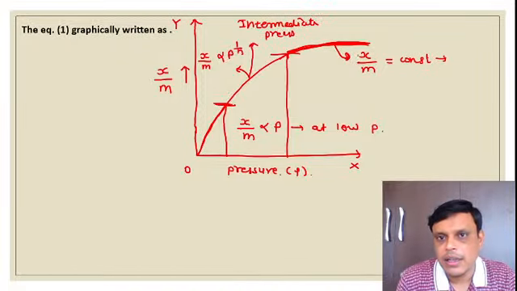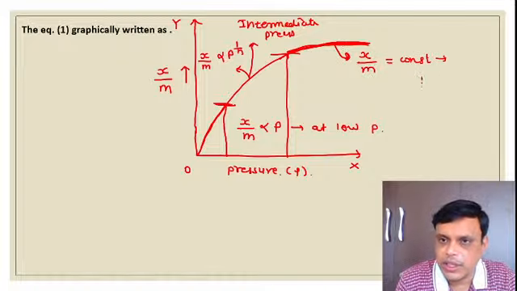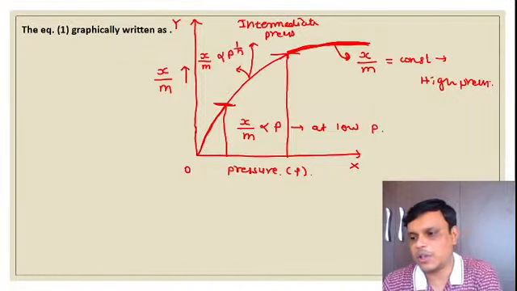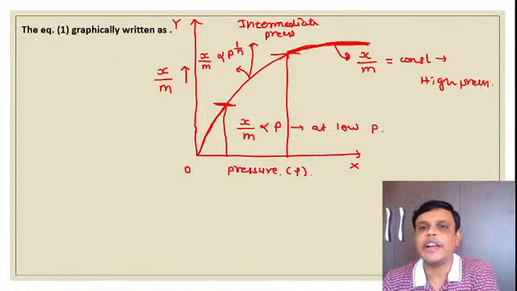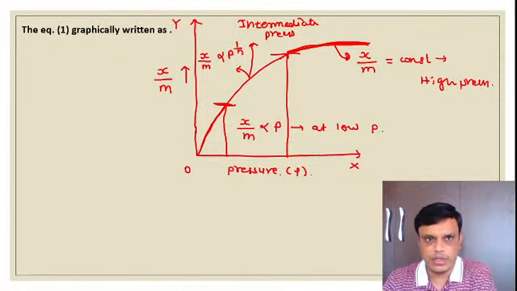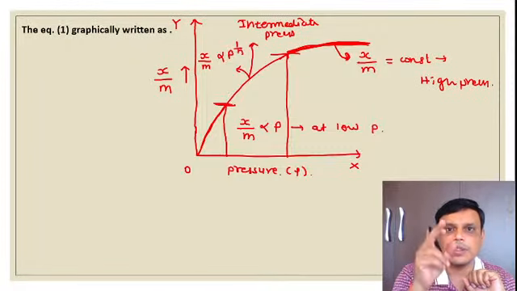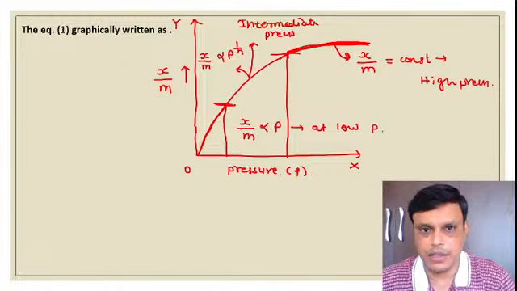And this, at high pressure, x by m remains constant. It is at high pressure. So this is called the Freundlich adsorption isotherm. If you write that equation 1 graphically, then you can gain this information from that graph.